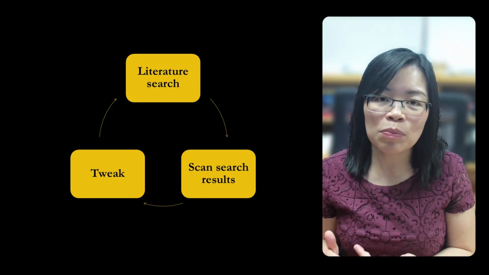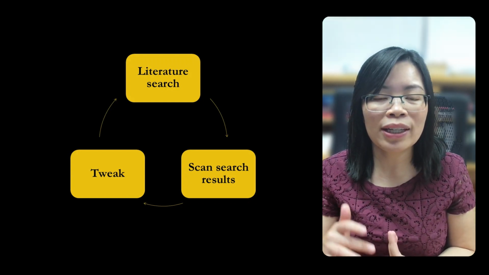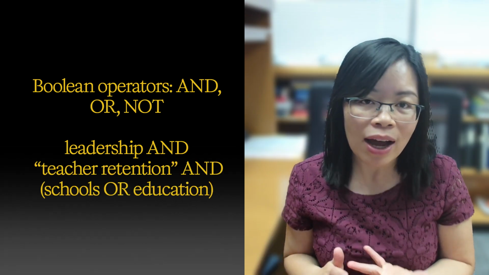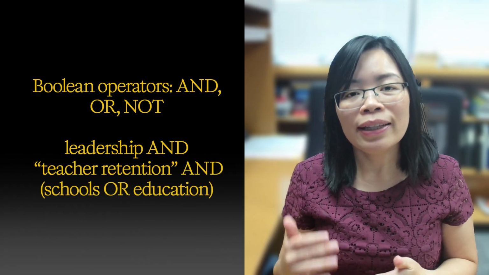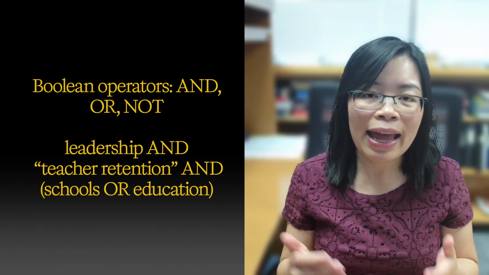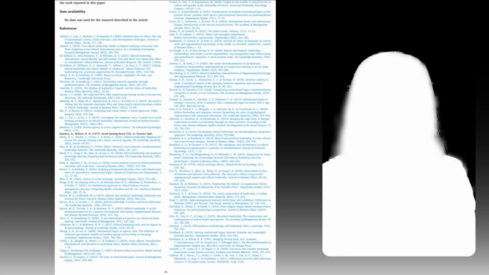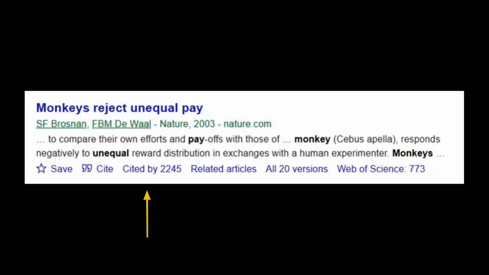This is a bit of an iterative process. Search, scan results, tweak, search again. You then use Boolean operators, and, or, not, for refinement. For example, leadership and teacher retention and school or education. And don't forget to search backward and forward in citations. When you find a great article, see who that article cites, that's the backward, and who has cited that article, that's the forward. Tools like Google Scholar's "cited by" are great for this. This helps you capture seminal works and the latest studies that build on them.